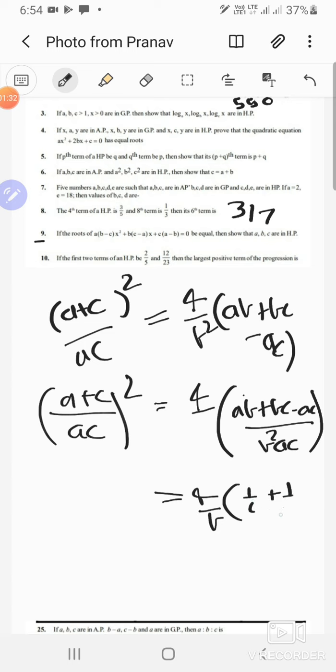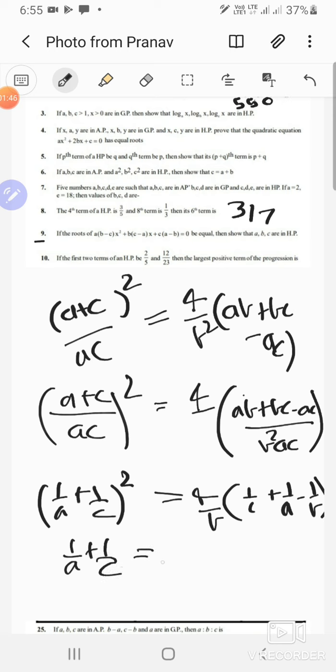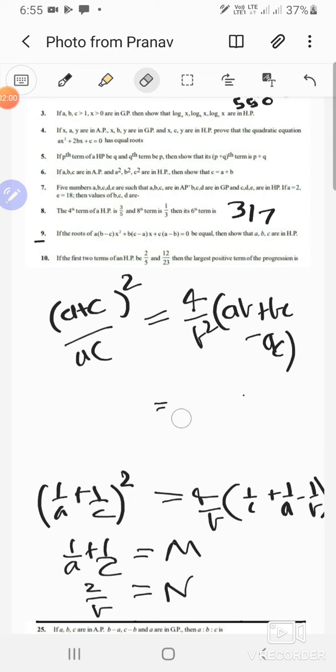Then over here it's going to be 1 upon A, and then 1 minus B. Fine. And over here it's going to be 1 upon A plus 1 upon C. So now what I'm going to do is call 1 upon A plus 1 upon C as M, and instead of saying 1 upon B, let's say 2 upon B as N. Okay, and then let's rewrite this equation now.